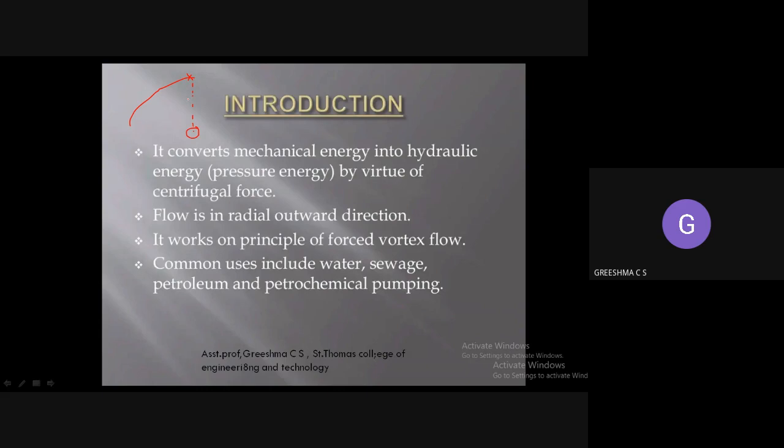It works on the principle of a forced vortex flow, that means a forced rotatory motion. This can be used for water, sewage, petroleum, and petrochemical pumping. So in these areas, mainly we are using centrifugal pumps.